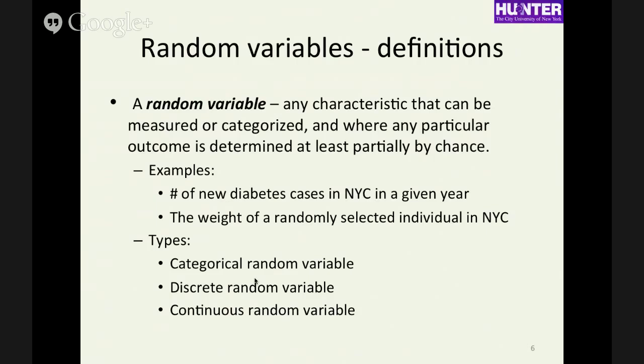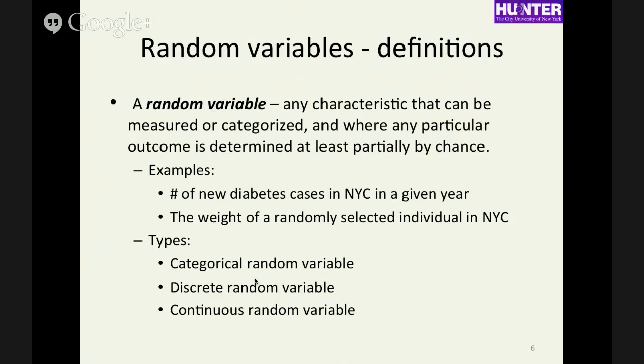For example, if we're interested in the number of new diabetes cases in New York City every year, presumably there are some things that would help you to predict that, like the population of the city, how many cases there were last year. There are some things that could help you, but it's at least partially determined by chance. You can't predict it exactly, so it's a random variable.